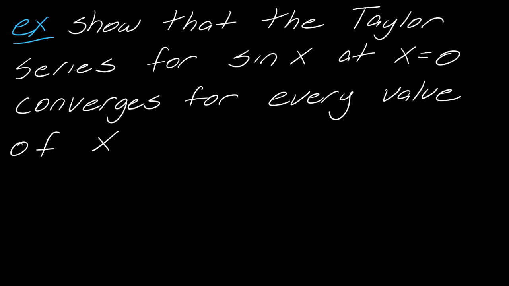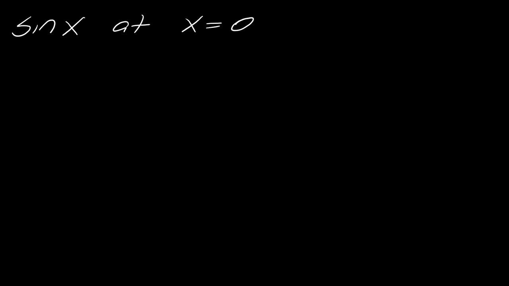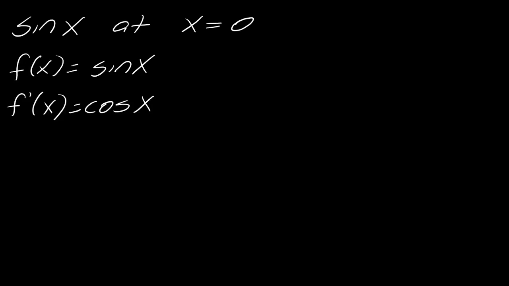So let's show that the Taylor series for sine of x at x equals 0 converges for every value of x. Okay, so what I want to do is first set up the Taylor series. I would actually like to ask you to do this. I think this is a really great practice. First start setting up your derivatives, and then you can start evaluating them at x equals 0. You can pause here and hit play when you're ready.